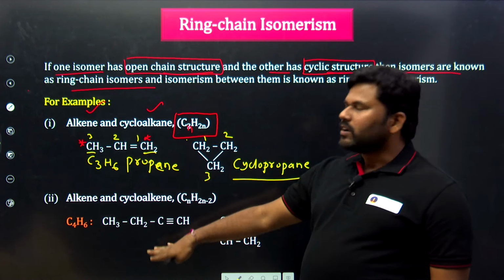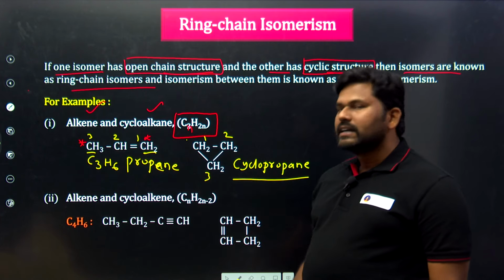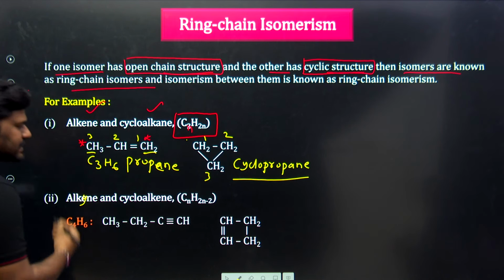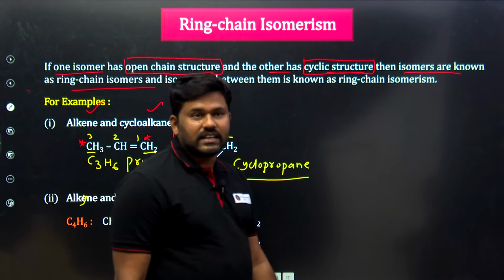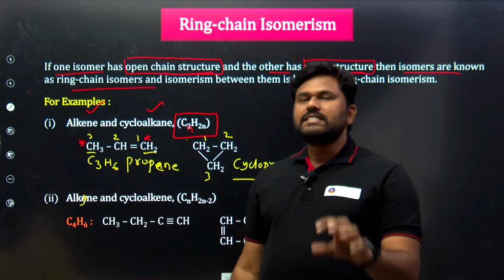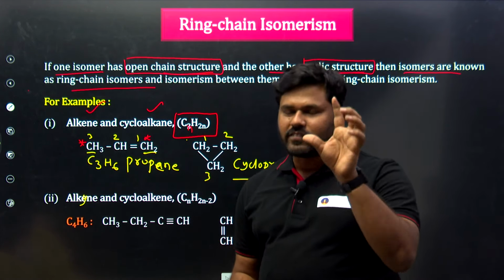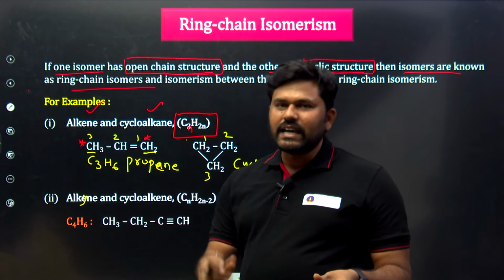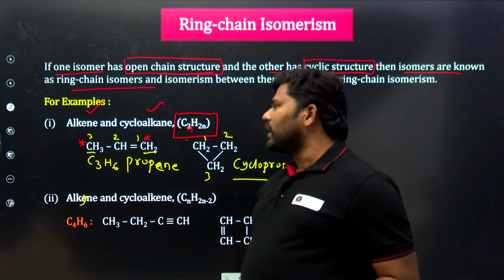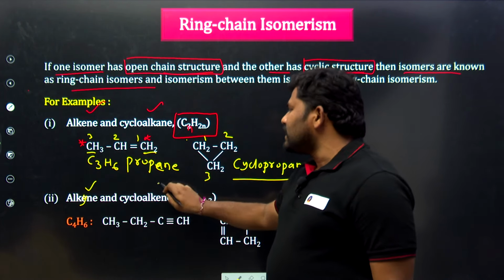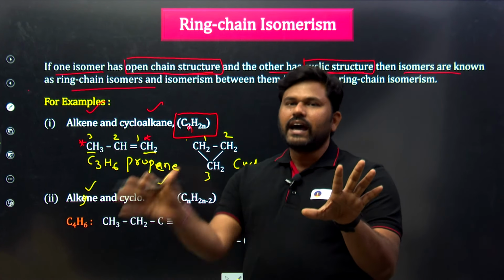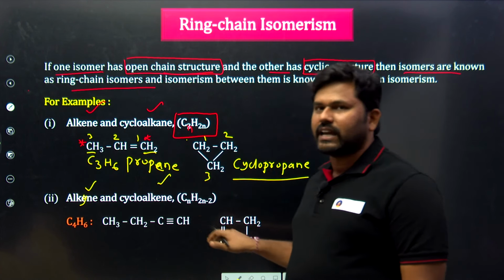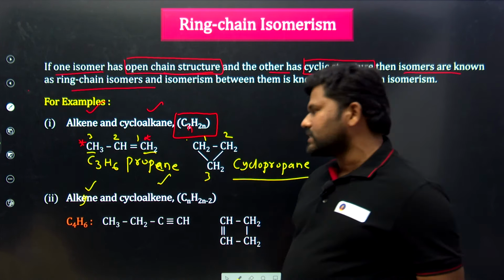What is another type here? Alkynes and cycloalkenes. Sir, what is the formula for alkynes? CnH2n minus 2. N carbons and 2n minus 2 hydrogens. With this formula we have two things: alkyne as well as cycloalkene. Both are collectively called ring chain isomers, one is a ring and the other is a chain.